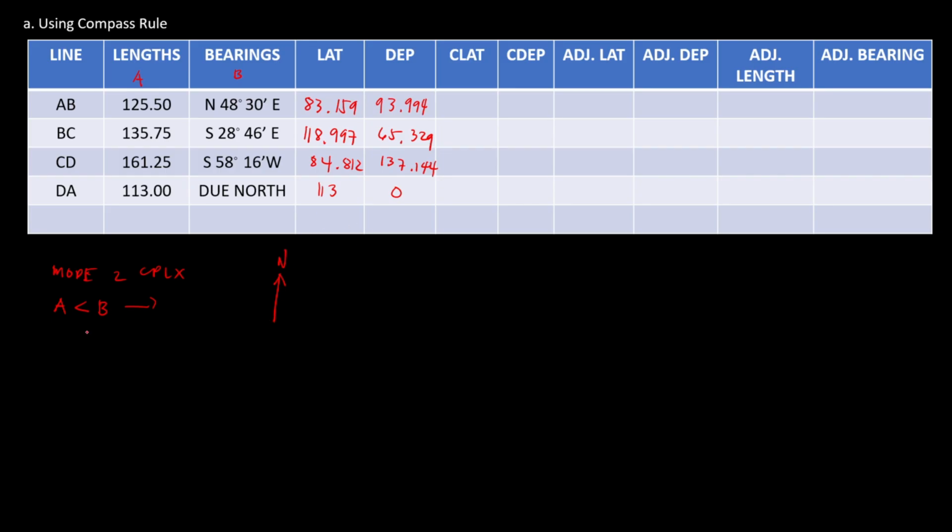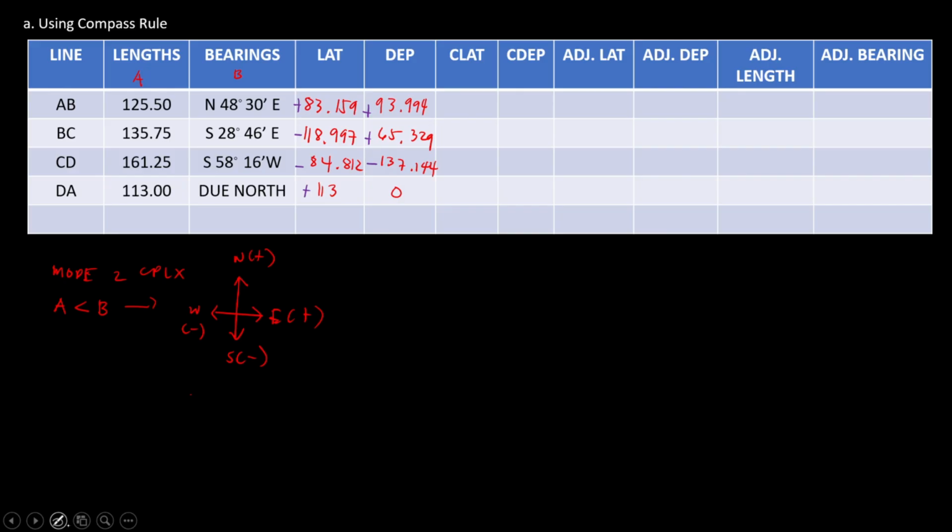Next, let's put in the signs. We should not forget the signs. North is positive, south is negative, east is positive, and west is negative. Looking at the bearings for latitude: positive because north, then south is negative, negative, and due north is positive. For departure, east is positive, positive, then negative, and then 0.